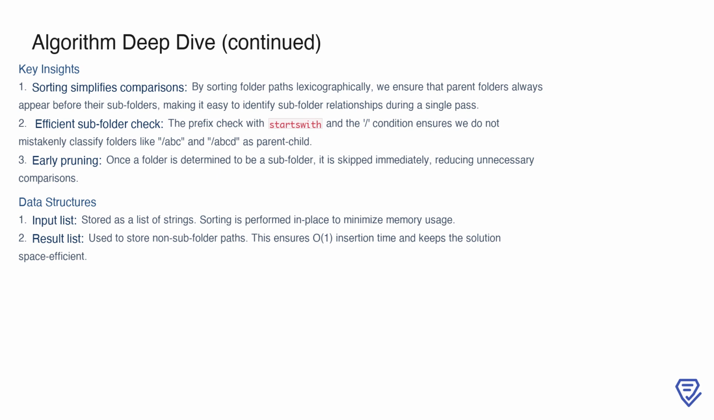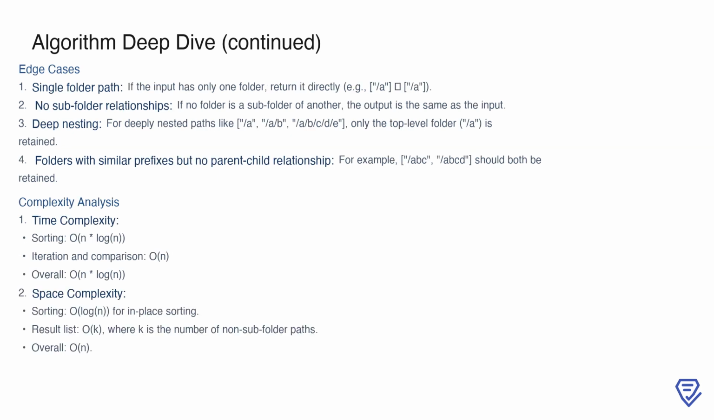fast. In terms of data structures, the input is stored as a list of strings, and sorting is performed in place to minimize memory usage. The result list, which holds the final output, provides O(1) insertion time, ensuring that the solution remains both time and space efficient. When applying this algorithm, it's important to consider edge cases that may arise.